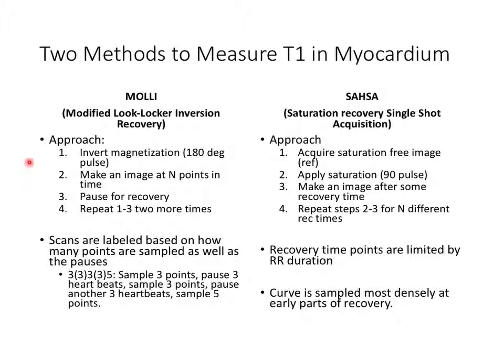And so here's a review of those two things. We started with saturation recovery. We acquire the saturation-free image, apply a 90-degree pulse, not a 180, a 90-degree pulse, and then wait some time after that pulse to make a picture, and then we repeat that for different delays after the saturation pulse. And then in the MOLLI or the inversion, it's sort of the same thing. It's a slightly more complicated sorting of those delay times, but we have a higher dynamic range for that.